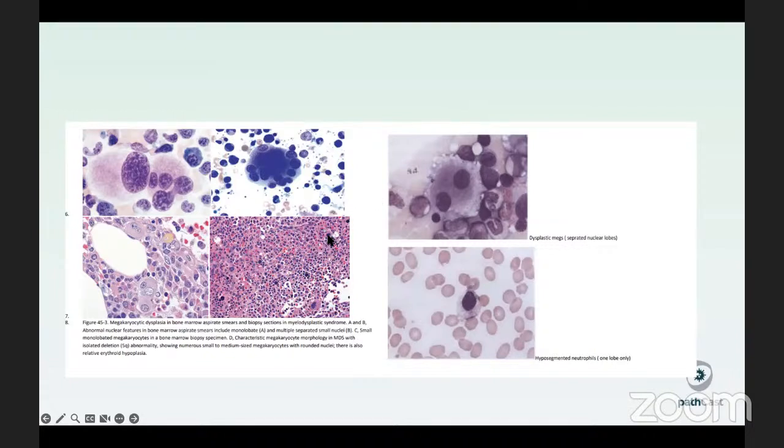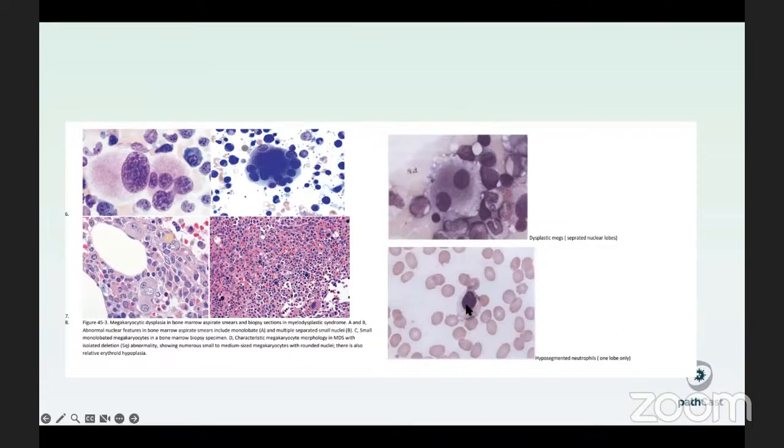Megakaryocytes can be very small and hyperchromatic, as you can see in this picture in MDS. This is an aspirate smear. You can see the megakaryocytes have separated nuclear lobes. That should not be happening, especially in an aspirate smear. Try to be cautious while looking at the core biopsy, because sometimes a tangential cut in the core biopsy might give a false impression of separated nuclear lobes or hypolobation.